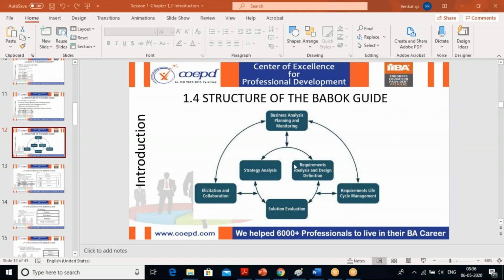That means as a BA in this particular project or initiative, what you are going to take as inputs and what you are to deliver as outputs, here it is given in requirements analysis and design definition. That means what exactly a BA performs in a project is given in requirements analysis and design definition. Exactly, this is what we do.